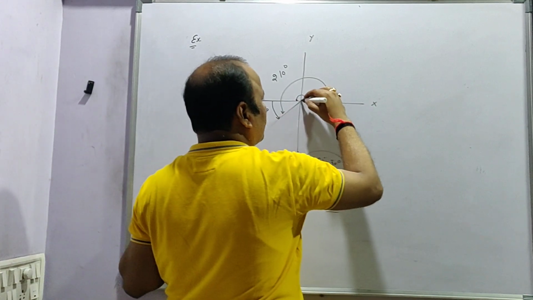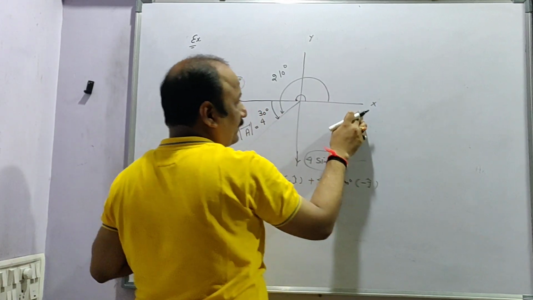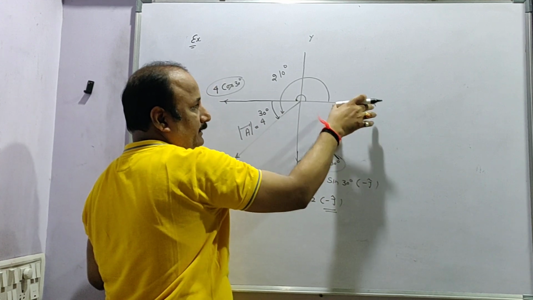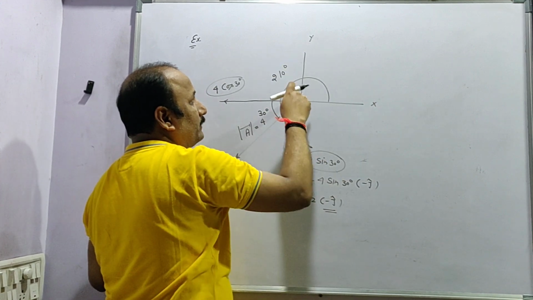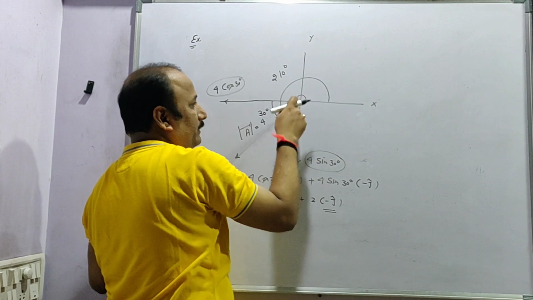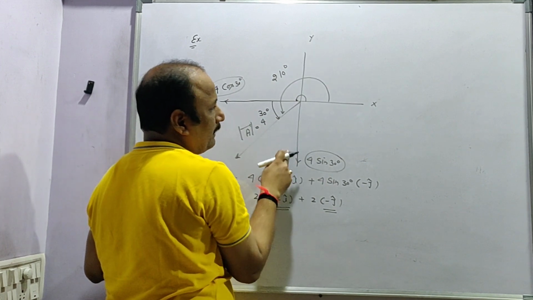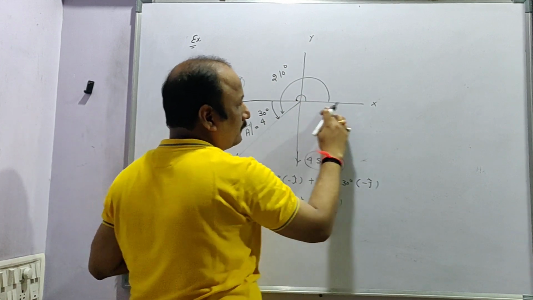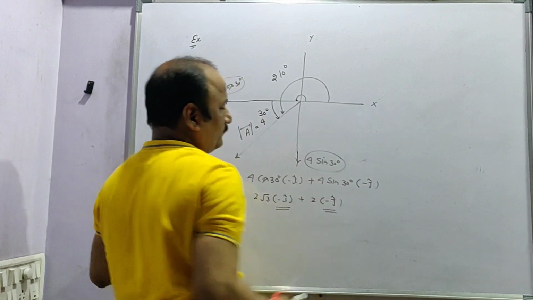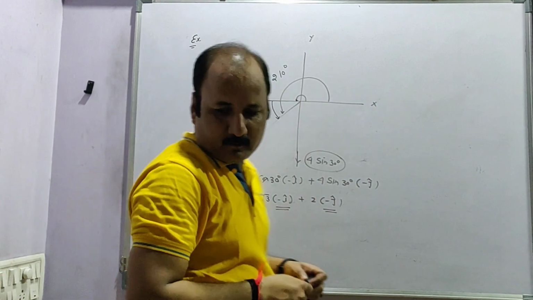So if we take a vector in first quadrant, then the vector written in form of unit vectors is i cap plus j cap. In this quadrant, minus i cap plus j cap. In this quadrant, minus i cap minus j cap. In this quadrant, i cap and minus j cap. चेक कर लीजिए.